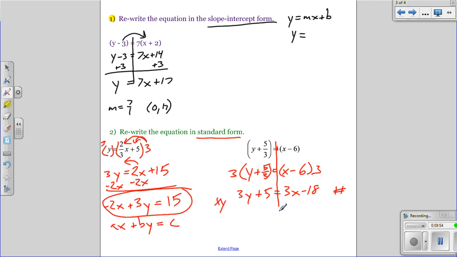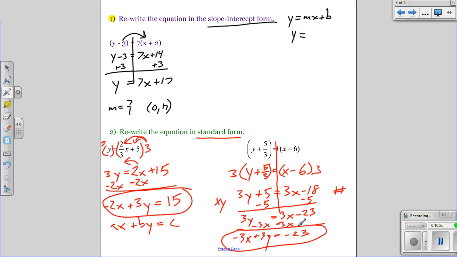So I need to move the 5 to the other side. And then I like to do one step at a time. So I'm going to show that there, and then 3x minus, and then what's that, 23. Last step, move the 3x back to the left-hand side, and we're left with, I'm going to put the x's first, then the y's, and then the number. Okay, so there's a great example of what it looks like. So notice in this video we're talking about switching forms one way or the other.